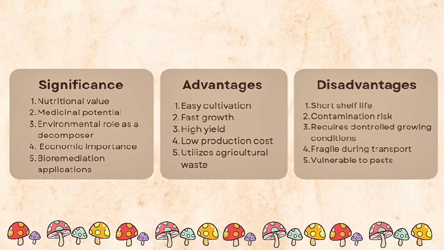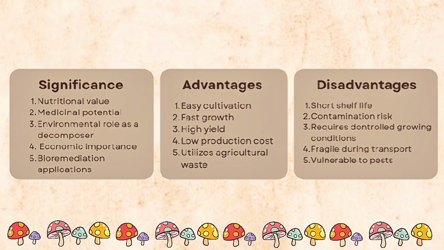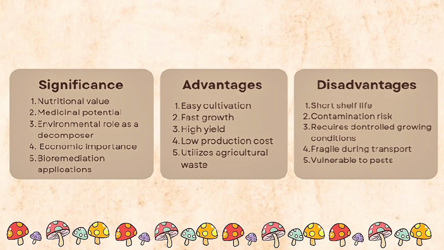Next, I will discuss the significance, advantages, and disadvantages of Pleurotus ostreatus, or the oyster mushroom. This mushroom is significant because it has high nutritional value, contains compounds with medicinal potential, acts as a decomposer in the environment, contributes to the economy through commercial cultivation, and can be used in bioremediation to help remove pollutants. The main advantages of oyster mushrooms are that they are easy to cultivate, grow rapidly, produce high yields, have low production costs, and can utilize agricultural waste as a growth substrate.